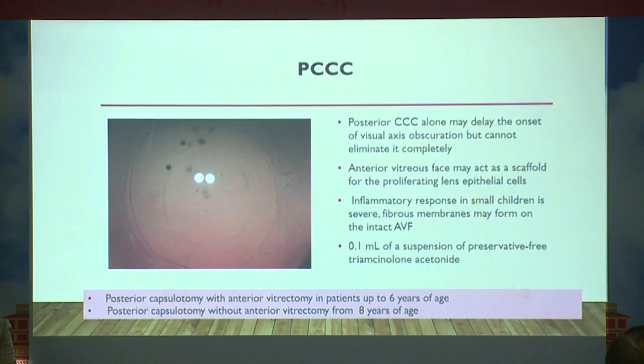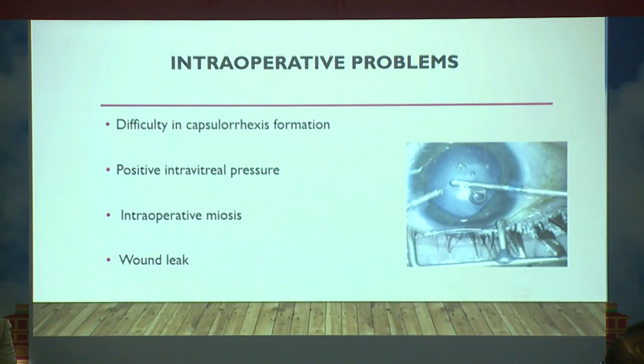So posterior capsulotomy with anterior vitrectomy is a must for children up to 6 years. Up to 8 years, you can do a PPC in these cases without an anterior vitrectomy. Very important is this anterior vitreous face, which acts as a scaffold for the proliferating lens cells, has to be taken care of so that the PCO doesn't occur. You can have intraoperative problems in the form of intravitreal pressure and wound leak.